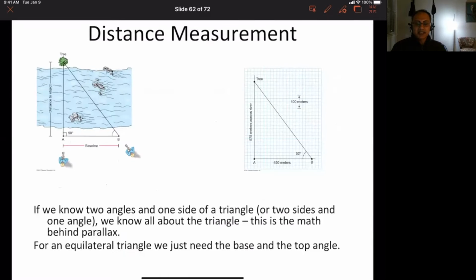All right. So the last topic that we are going to cover in chapter 1, I think this is the last topic, is distance measurement. So how do we measure distances out in space?